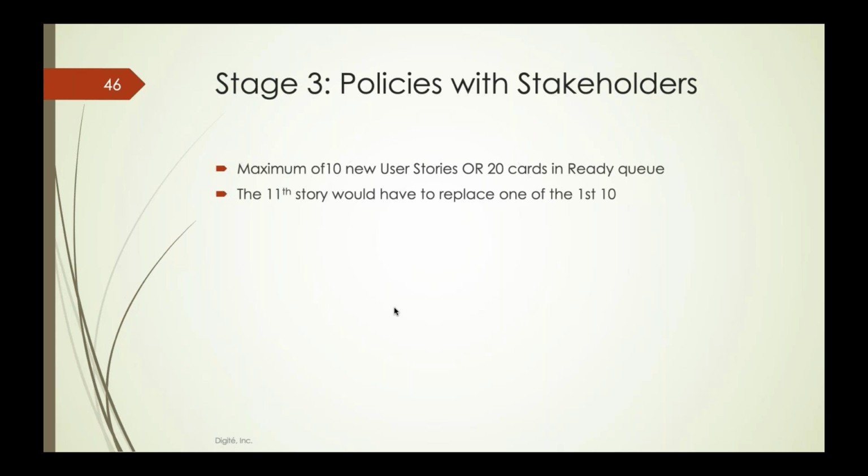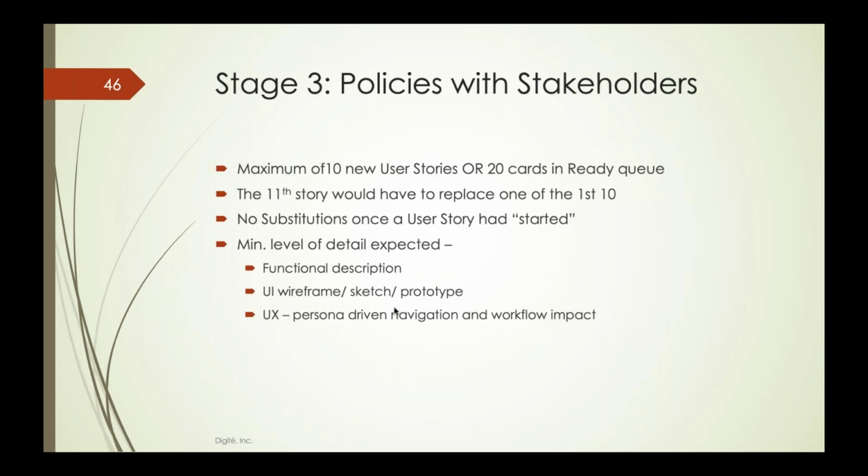So as soon as this became a clear understanding with the upstream functions, whether it is sales or marketing or support, etc., who are requesting new work, they knew that they had to first look at the 10 that already were there in the system. And therefore, it became harder for them to push in an 11th one, because they had to make a choice. No substitutions once the user story had started. So once the dev team had started to work on something, there would be no substitutions for that story. That is clearly a practice we see in almost any customer that has implemented Kanban.